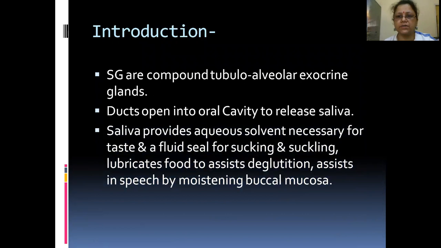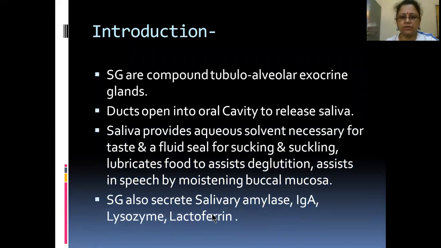by providing aqueous solvent necessary for taste, a fluid seal for sucking and suckling. Now there's a little difference between what is sucking and suckling. Suckling is the word which is used for newborn babies, suckling of the breast milk. And saliva lubricates the food to assist deglutition, and assists in speech by moistening the buccal mucosa. Naturally, for us also, if you take a class for a longer period, what do we do? We drink some water to proceed forwards. So that is moistening the buccal mucosa.